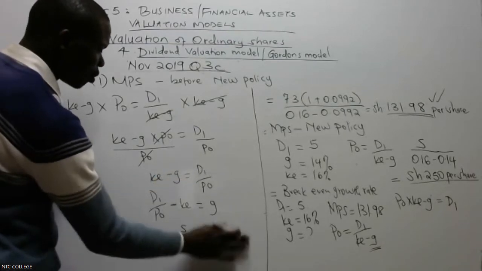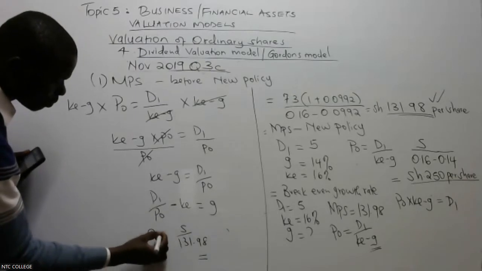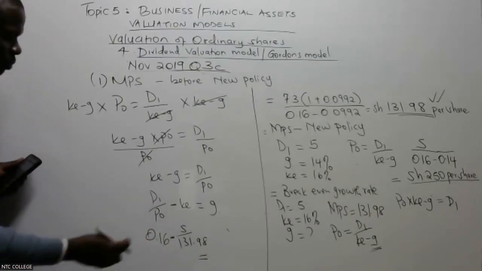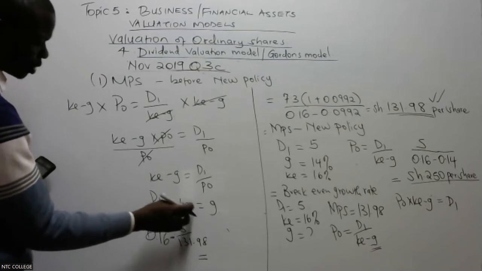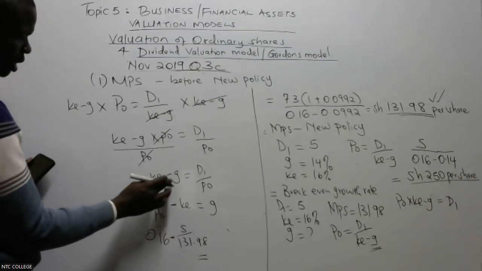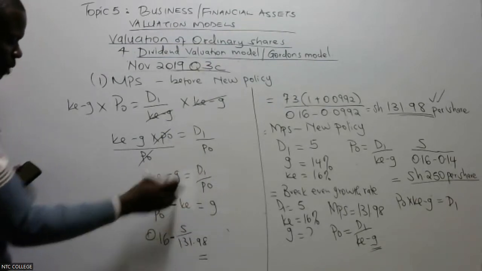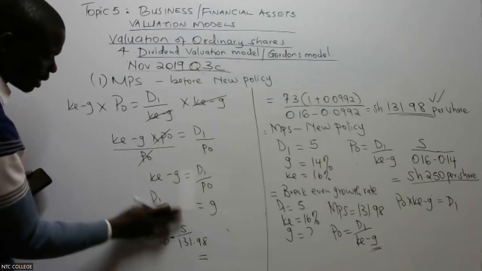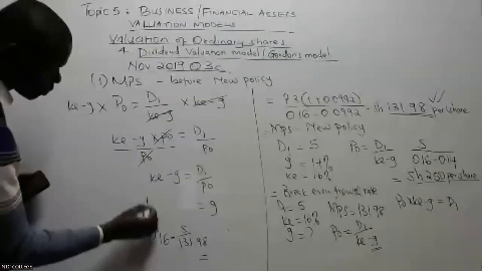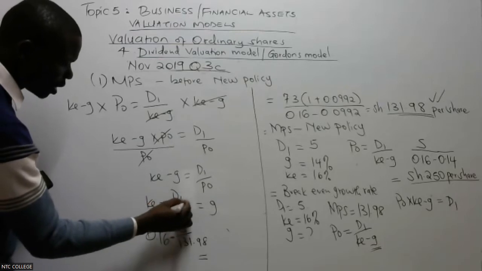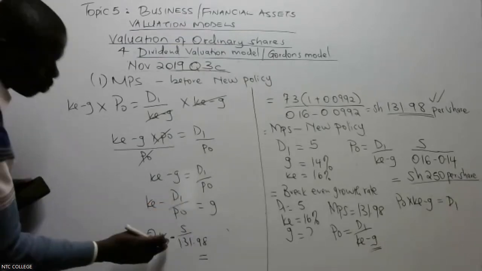Either it will be 0.16 minus, right? Because G is a local input, so it will be KE minus D1 over PO. Yes.